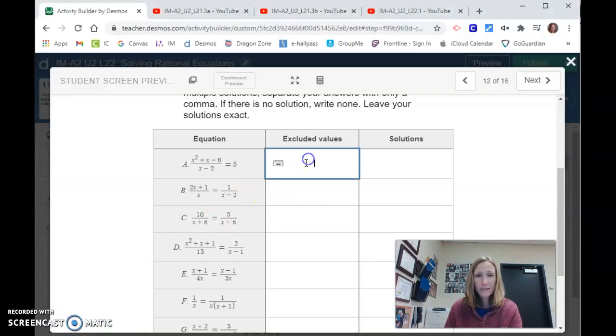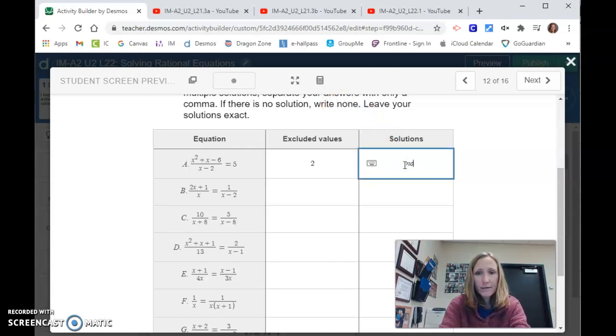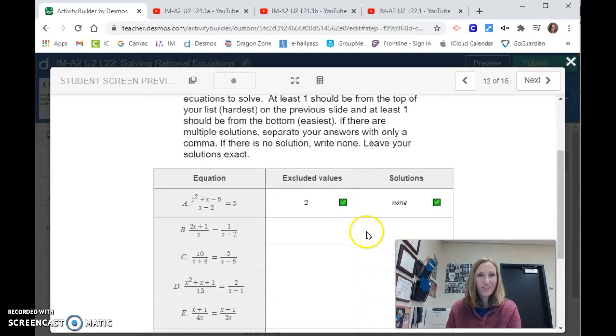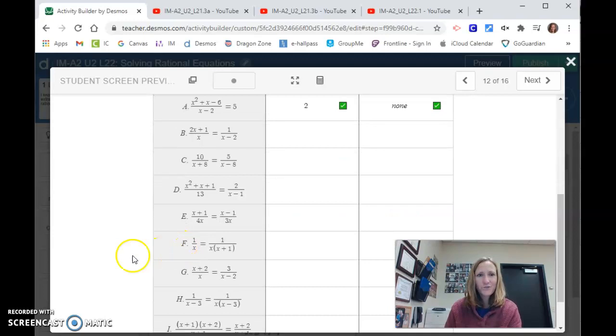So when I come back to my Desmos activity here, I'm going to exclude the x value of 2. And then since I didn't have any valid solutions, the only solution I found was extraneous, there is no solution. Notice here it says to write the word none. So we're going to be really careful about following these directions because we have this try it button below. We want to make sure we're entering things the way it's expecting to see it so that it can tell us if we are in fact right. Let's try one more together.